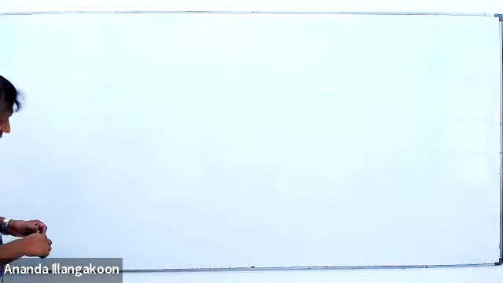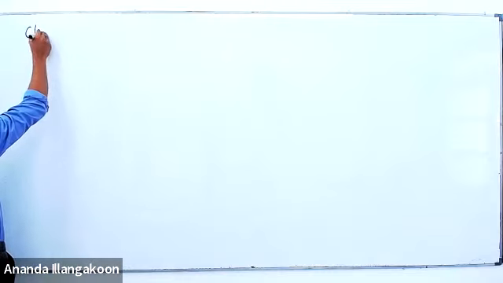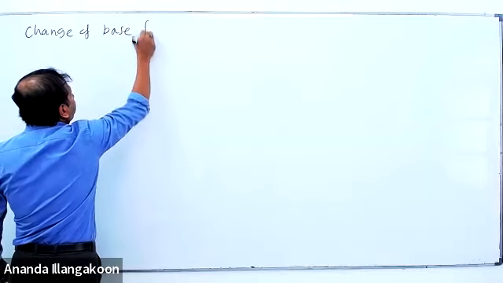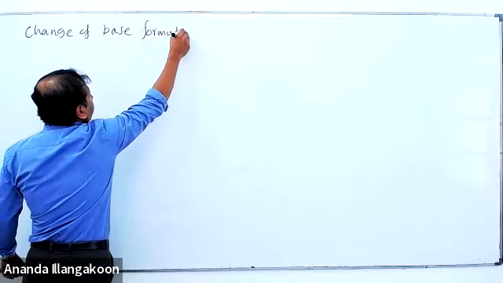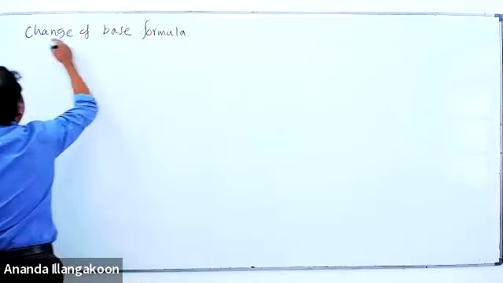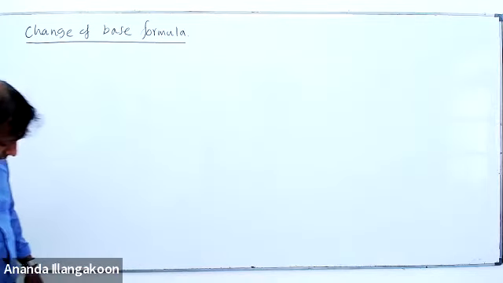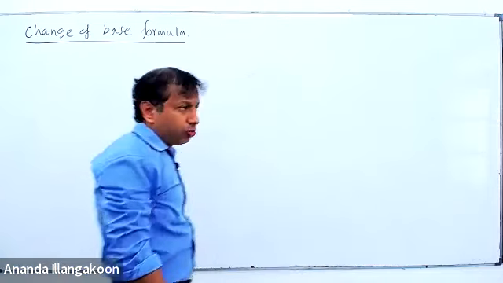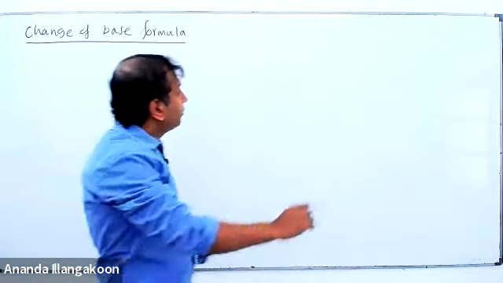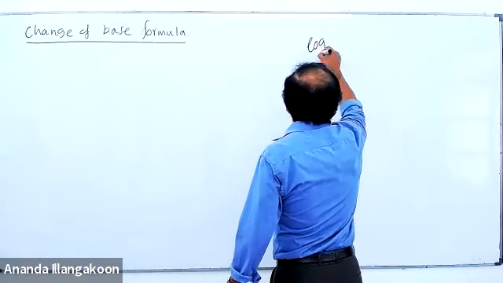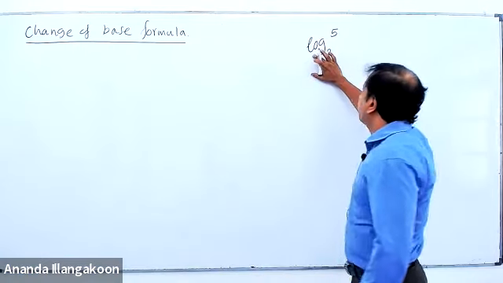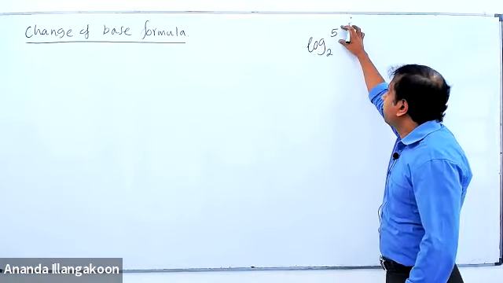The fifth law is, people, the change of base formula. The change of base formula, people, is a very, very important formula in logarithms. Okay, I'll explain that. People, now suppose you need to find something like this: log 2, 5. That means logarithm of 5 to the base 2.